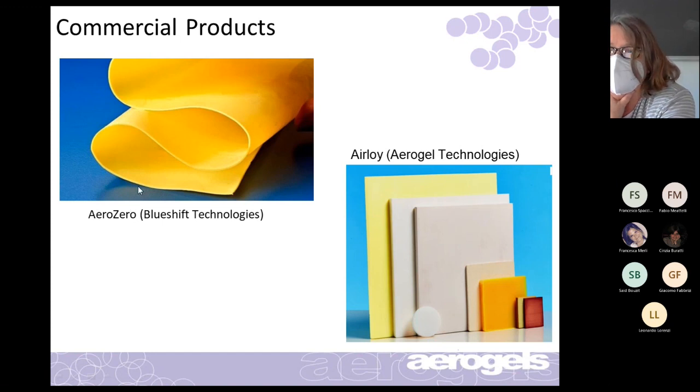Airloy is another one. This is a stronger material, aerogel based, but again, not at all translucent. These are of interest for use in acoustic panels, things like that. They're trying to put them on airplanes as insulators because again, they're very lightweight. So they're an interesting new product based on a lot of this work to strengthen an aerogel.